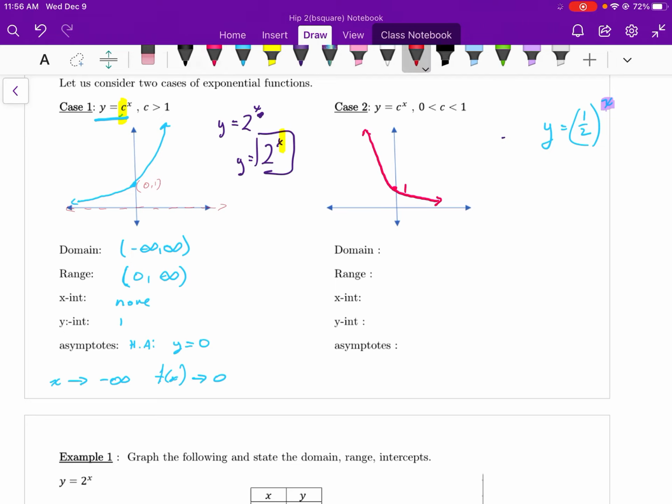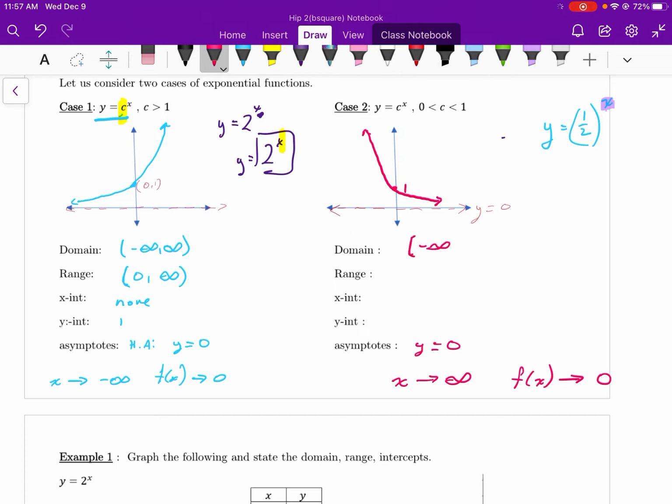And I'm just going to draw the asymptote. Again, we have an asymptote at y is equal to 0 here. And by the definition of my asymptote, as x gets infinitely large, my y value, or the value of my function, gets close to 0. As x gets more negative, my y value actually gets more positive.